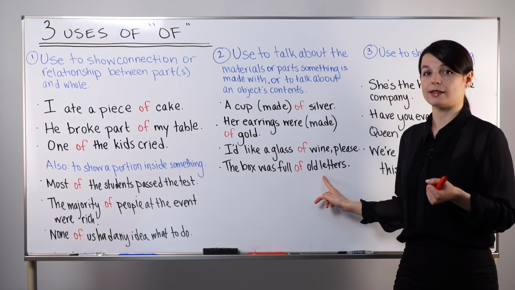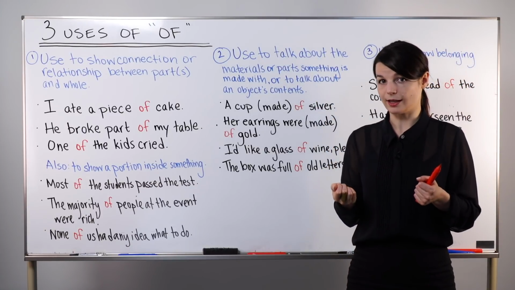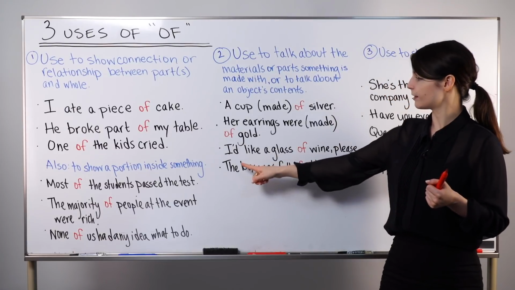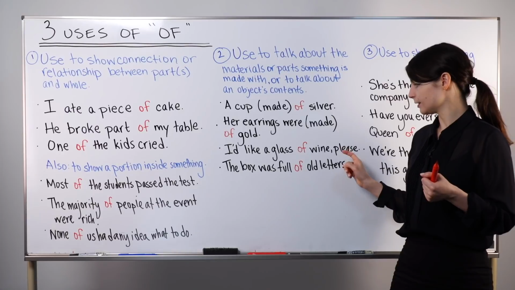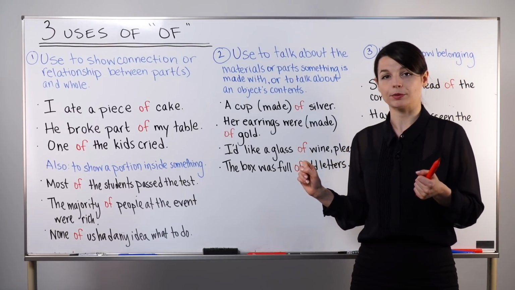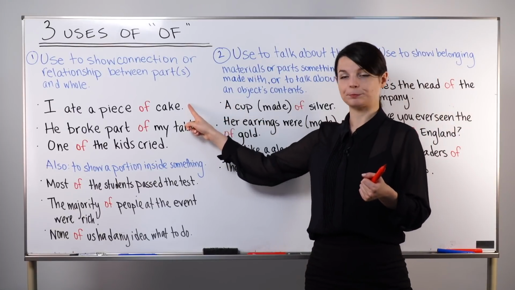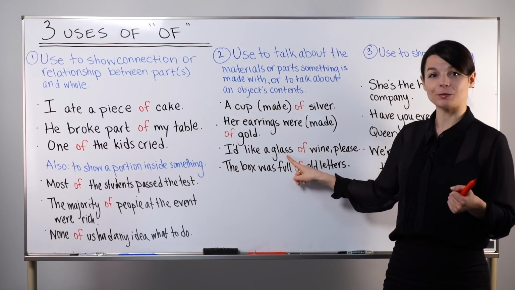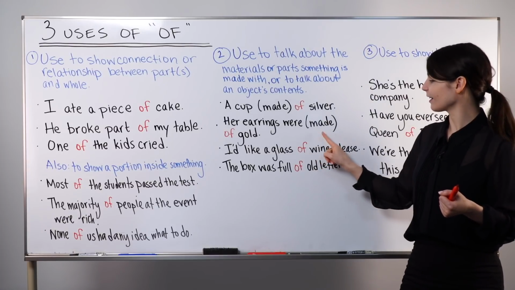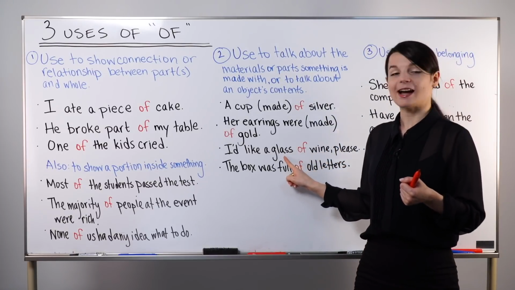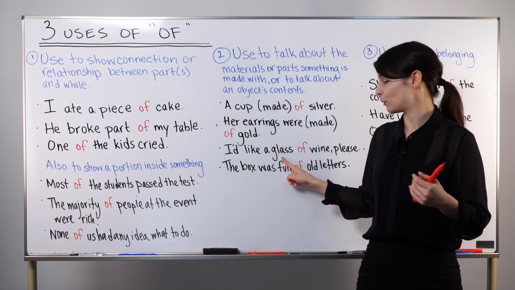I want to look at the next two sentences though. These two sentences refer to using of for objects' contents. First example sentence. I'd like a glass of wine, please. So you'll notice, as we talked about in this part, we have a counter word and an uncountable noun. So wine is an uncountable noun. Glass is a way to count portions of wine, a way to count servings of wine.